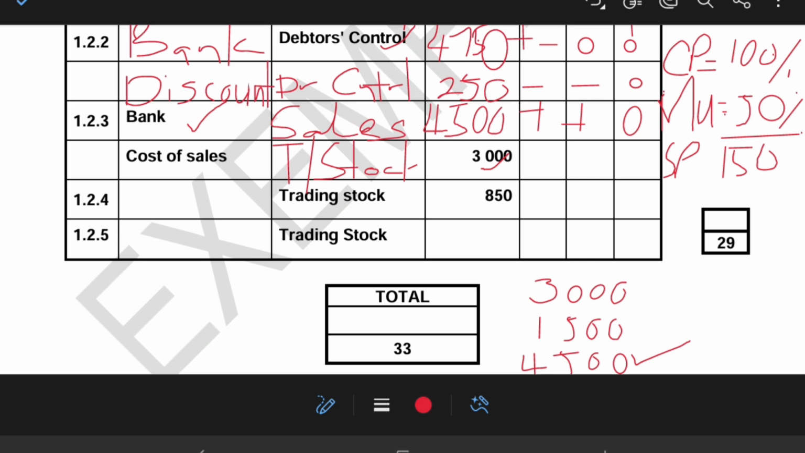Now, trading stock is an asset and is going down, so assets are going down. Cost of sales is an expense. And when expenses increase, the wealth of the owner decreases. So owner's equity is decreasing, and then liabilities are not involved. Let's go over to 1.2.4.